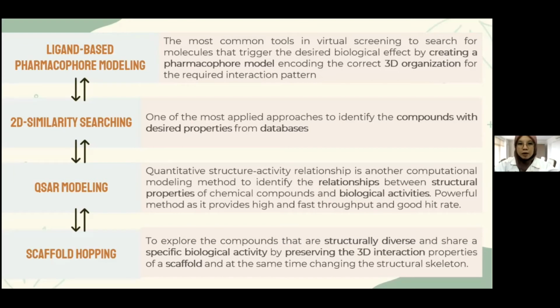Last but not least is scaffold hopping. It is used to search for compounds that are structurally diverse and share a particular biological activity by preserving the 3D interaction properties of a scaffold while changing the structural skeleton. The double-headed arrows shown here indicate that these techniques can be used interactively in several iterative rounds of ligand design.